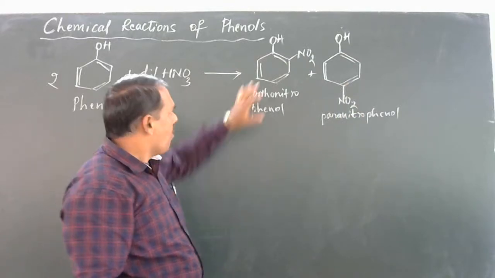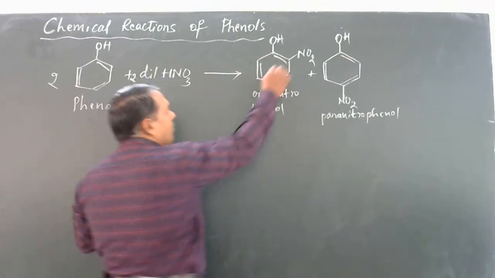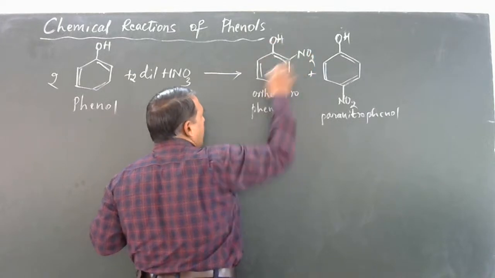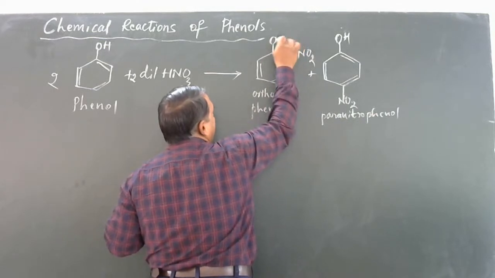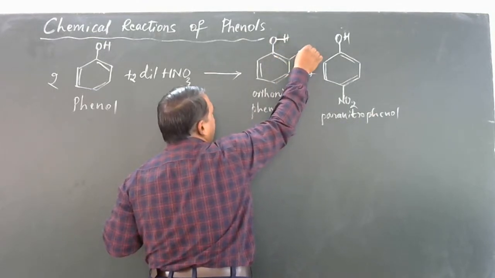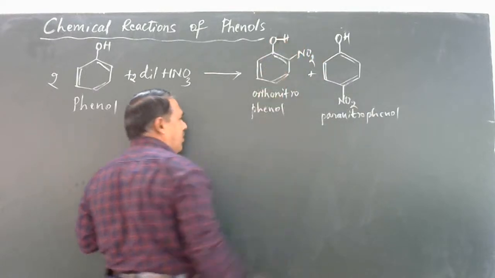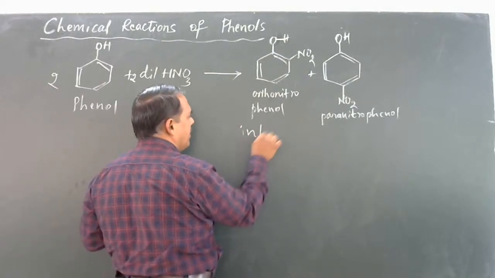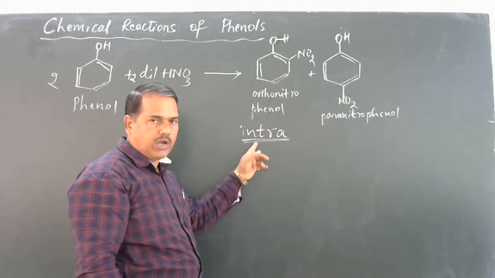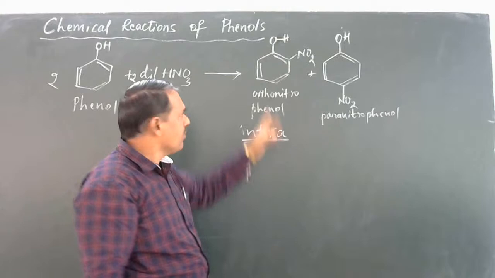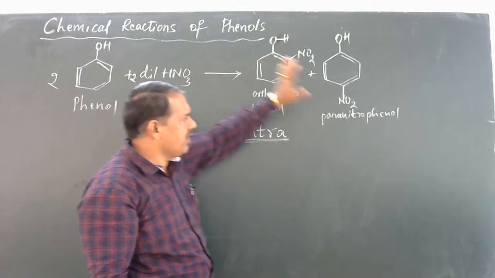See here, orthonitrophenol. As we can find here, in the molecule itself, there is a hydrogen bond between the oxygen of the nitro group and this hydrogen. And this particular hydrogen bond is called an intramolecular hydrogen bond. Due to the intramolecular hydrogen bond, it is steam volatile and can be easily separated.